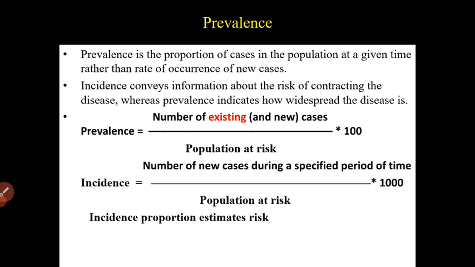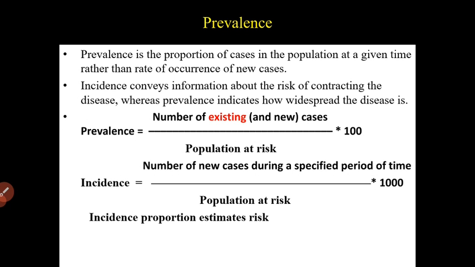Next, prevalence rate. Prevalence rate is the proportion of cases in the population at a given time rather than rate of occurrence of new cases. Fine, means in this there will be both existing, like old, as well as new, both. Fine. Incidence rate always conveys information about the risk of contracting the disease, whereas prevalence rate indicates how widespread the disease is. Fine, these are the formulas by which we can calculate prevalence rate as well as incidence rate.